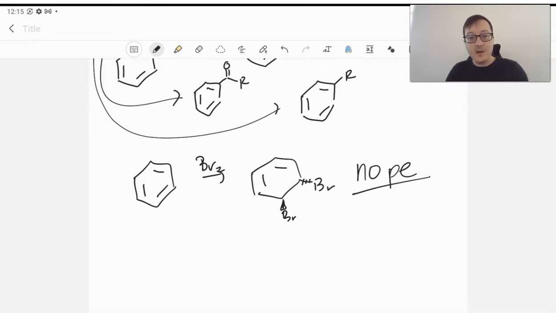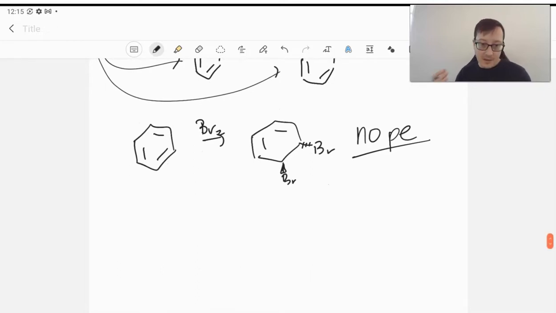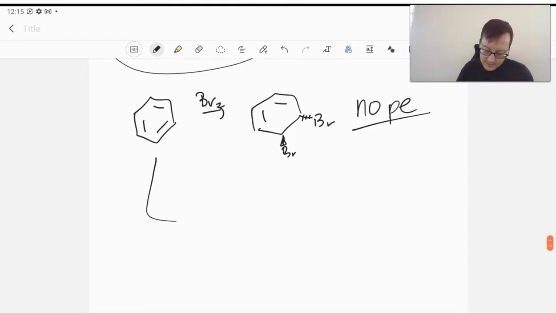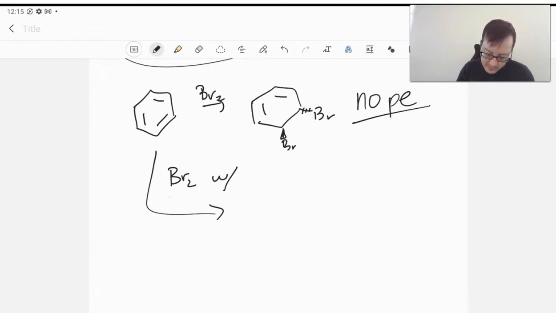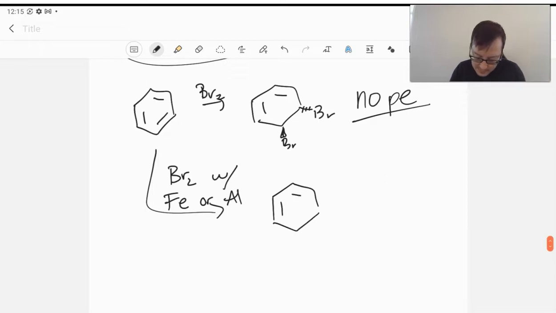That said, we'll see that, interestingly enough, if we take that same benzene and try to brominate it in the presence of some special catalysts, we will in fact get a reaction to happen. So if we take benzene and react it with Br2 with iron or aluminum, we will in fact be able to substitute on our benzene. We will actually be able to install a bromine on one of the positions of the benzene.